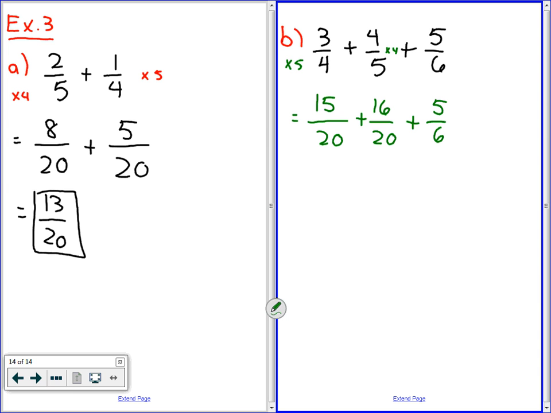Jonathan, what's 15 over 20 plus 16 over 20? It's 32. Close. Now remember, you can only add things that have the same denominator, right? So you got to leave that 5, 6 out. All right, Jacob, what's a common denominator between 20 and 6? 60. 60 works good.